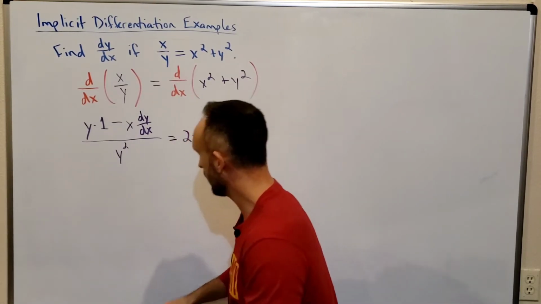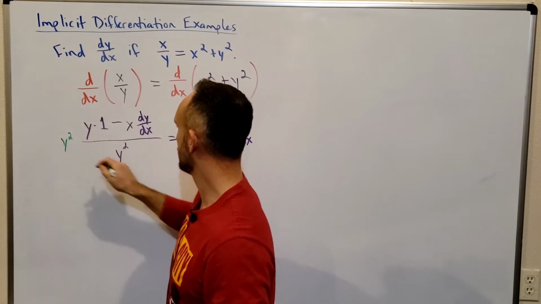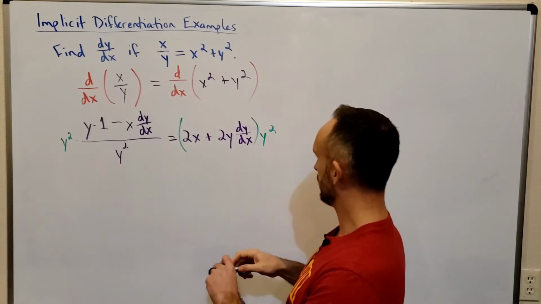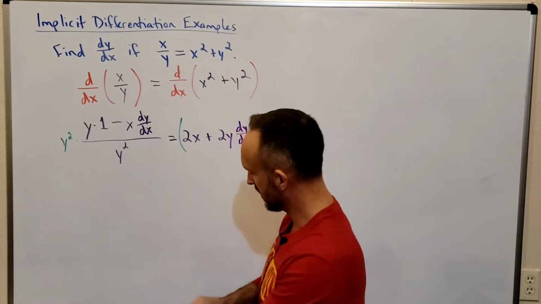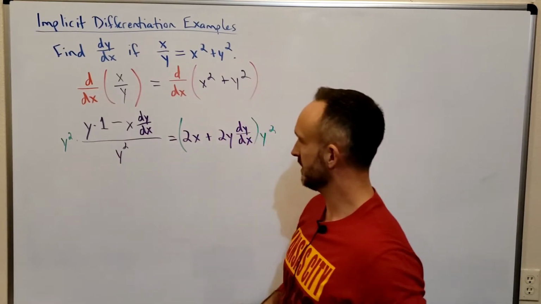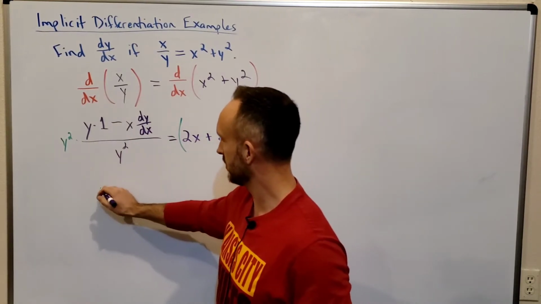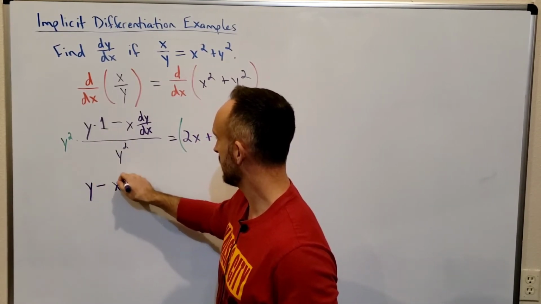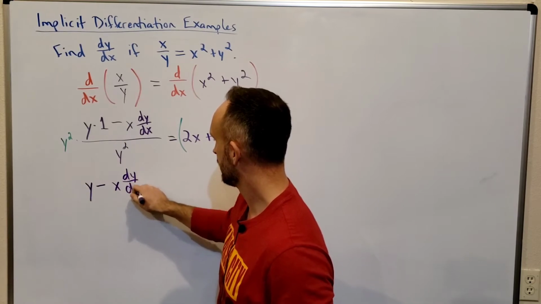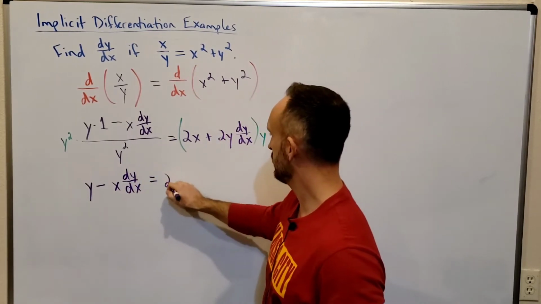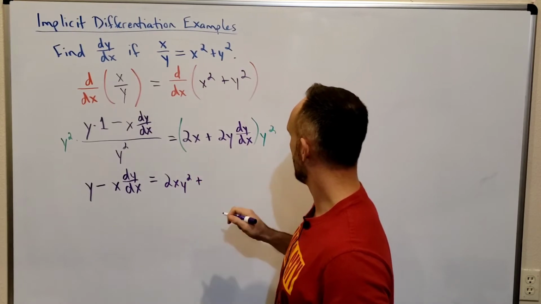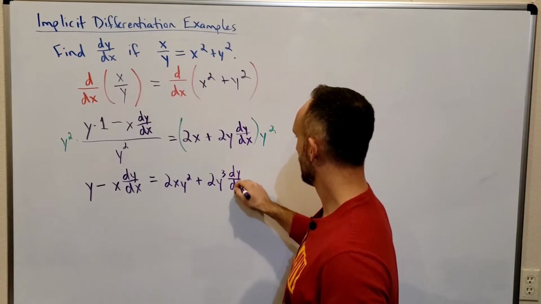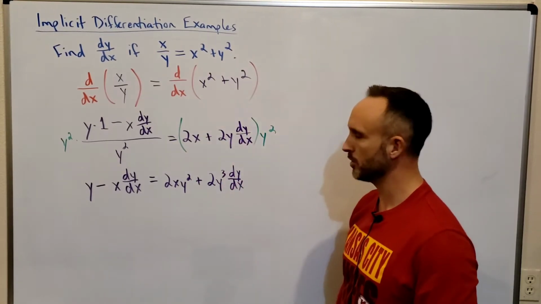I suppose we could write it out. So I'll multiply the left side by y squared, and I'll multiply the right side by y squared. Okay? So on the right side it's going to distribute, and on the left side it's going to cancel with the division of y squared. So all we're left with on the left side is y times 1 is y, minus x times dy dx. And on the right side I have 2xy squared plus 2y to the third dy dx. Just distributing my y squared to both terms.